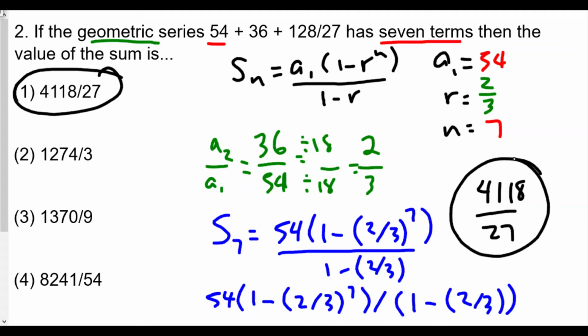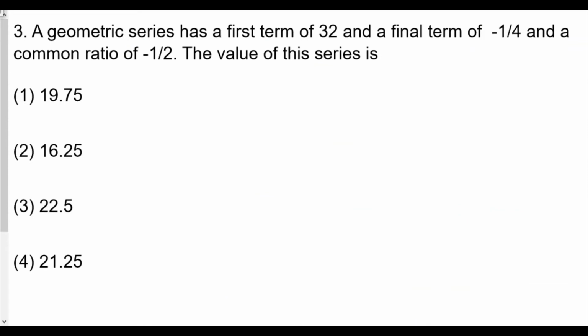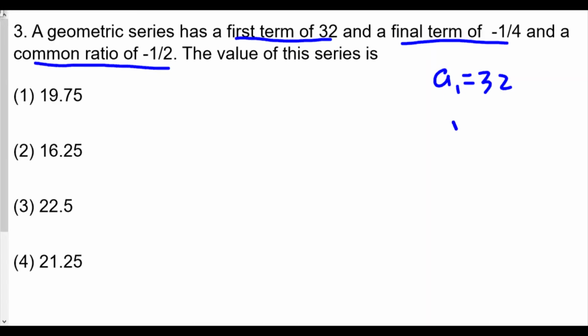Okay, question number 3. A geometric series has a first term of 32, so we definitely have a1, but a final term of negative 1/4. And the common ratio is negative 1/2. So we have our r value of negative 1/2. What we do not have is the n value.